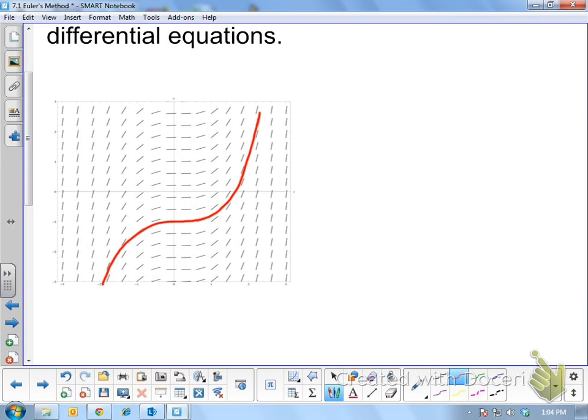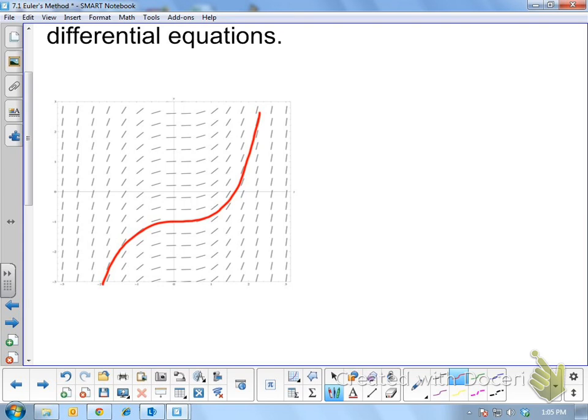But if it's a differential equation that we cannot solve for and we couldn't get the actual equation for this solution, we could still approximate a value if we knew some initial conditions. So let's say I know, let's put this on a coordinate system since it's not yet.